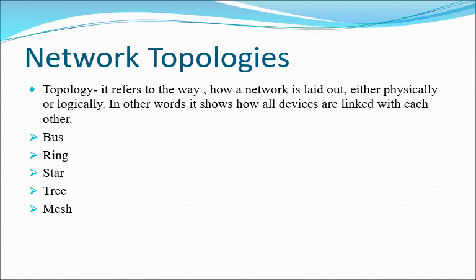The next one is network topology. This topology refers to the way the network is laid out, either physically or logically. In other words, it shows the connection between the linked devices. The different types of topologies used in computer networks are bus topology, ring topology, star topology, tree topology, and mesh topology. We can understand the internal configuration of the network by means of this topology.